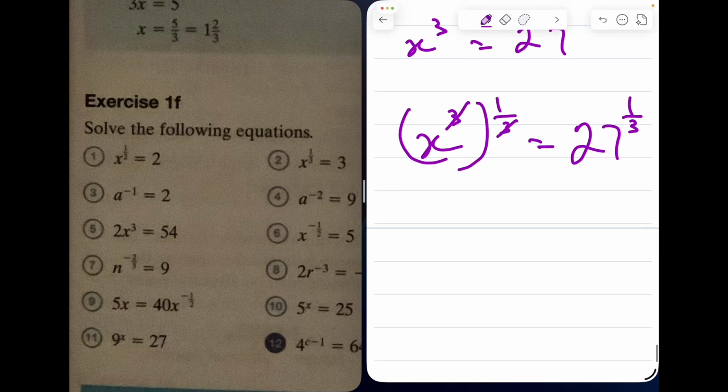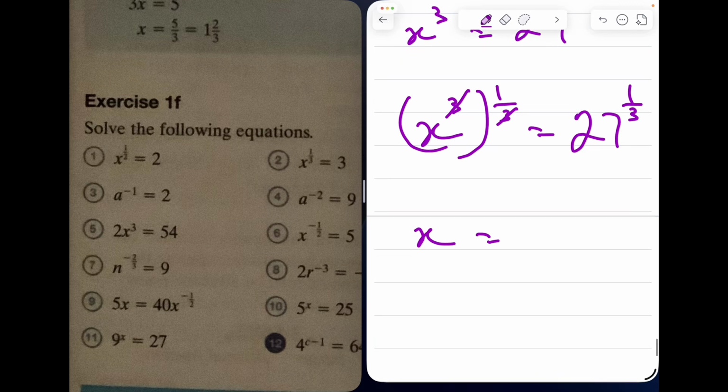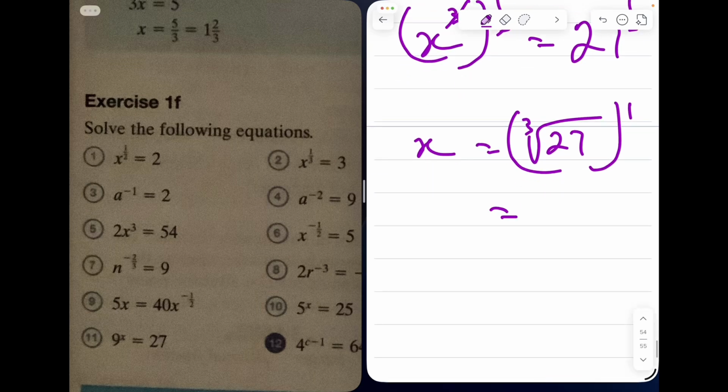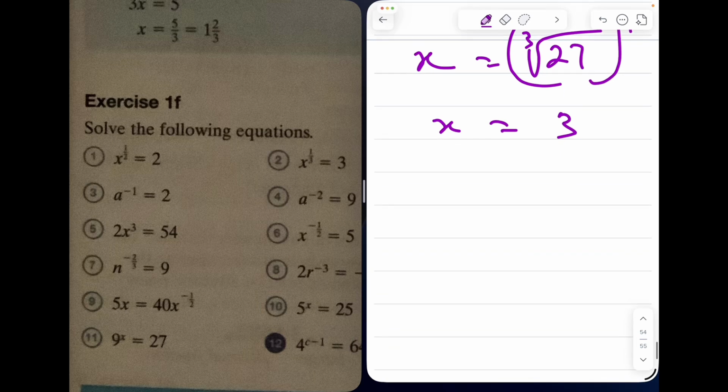And that simply means x equals 27 raised to power 1 over 3, which is the same as the cube root of 27 raised to power 1, which is simply 3 raised to power 1, which is 3. And that means x equals 3. Now we go to number 6.